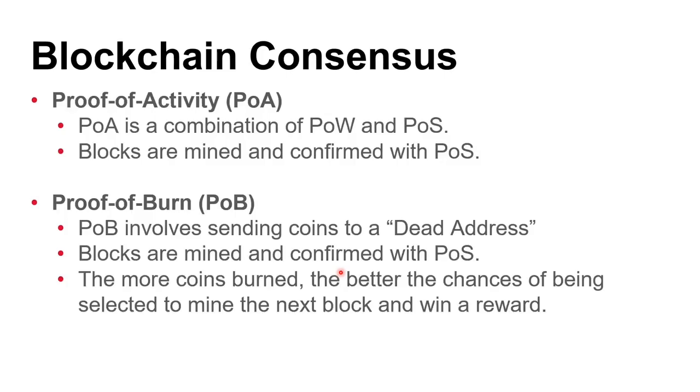And then some other blockchain consensus algorithms. There's the proof of activity. It's a combination of proof of work and proof of stake, where blocks are mined and confirmed with proof of stake. There's also proof of burn. Proof of burn involves sending coins to what's called a dead address, so a dead public key, and then blocks are mined and confirmed with proof of stake, and then the coins are burned. The more coins burned, the better chances of being selected to be the next one to mine the next block and win the reward.